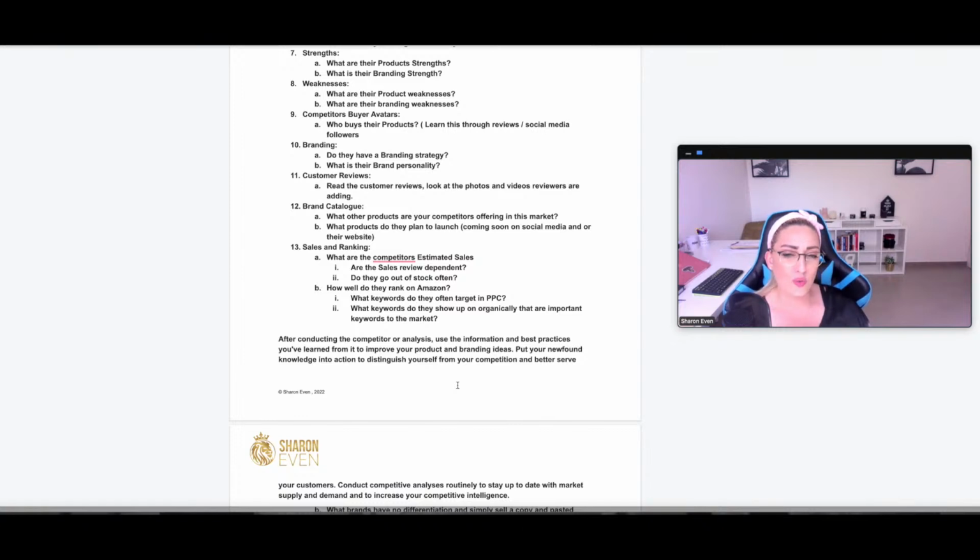Sales and ranking. What are the competitors' estimated sales? Obviously, that'll be part of your market analysis as well. Are their sales review dependent? So is the product dependent on reviews? And if so, you can look at this by using Helium 10's charts. You can look at the history of their sales, and then the history of their reviews, and then you can see whether the product started selling better once they had many more reviews.